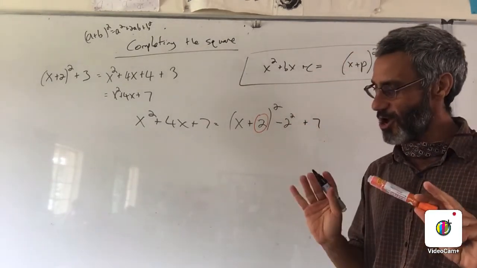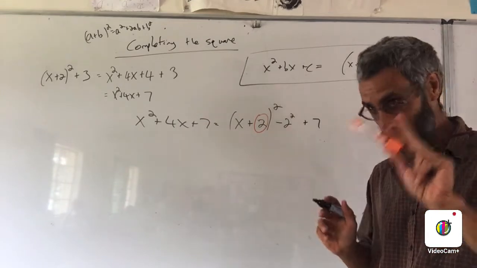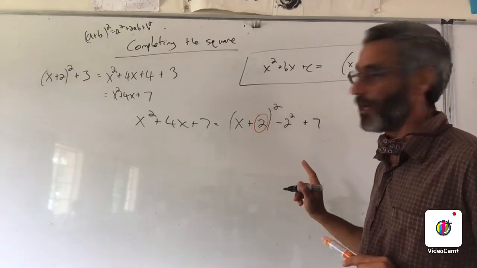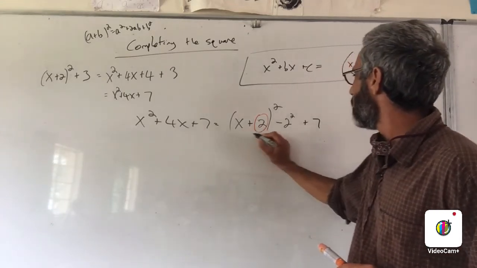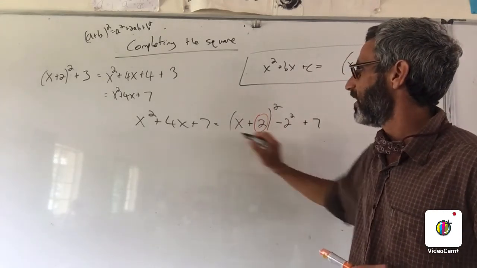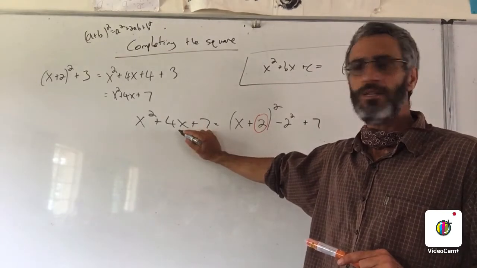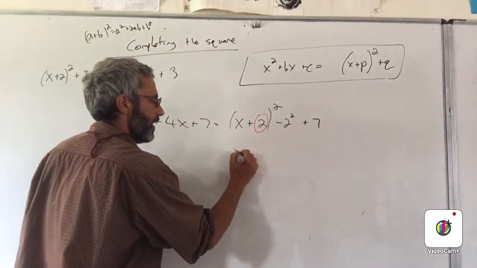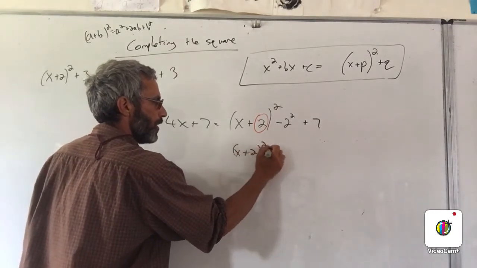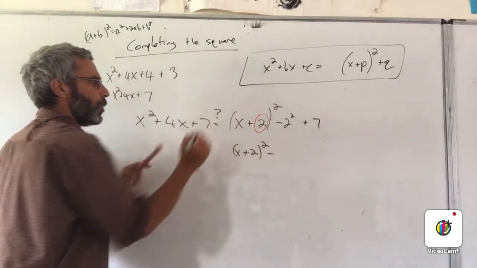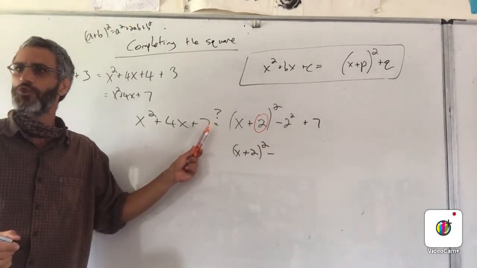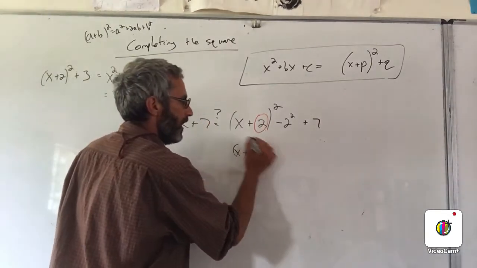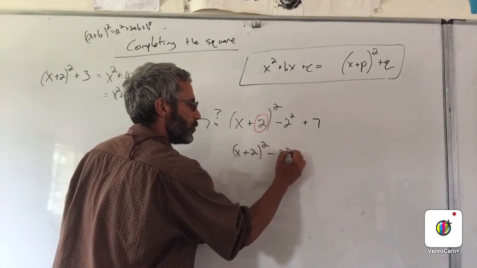Don't worry, I know you're freaking out. Give me 2 examples to solve, and then you can ask questions. Let's just see that it's correct. If I open this, I should get back that. So let's try it here. x plus 2 squared. At this point, I'm going to put a question mark because you don't believe me. I'm just showing you that. I don't know if it's true. So let's try it: x plus 2 squared minus 2 squared plus 7.